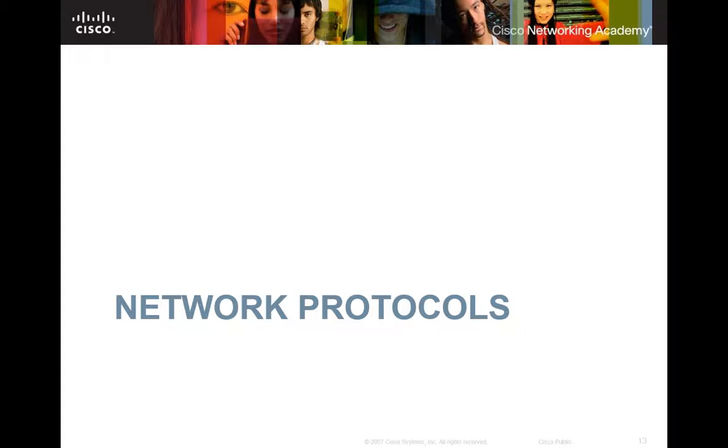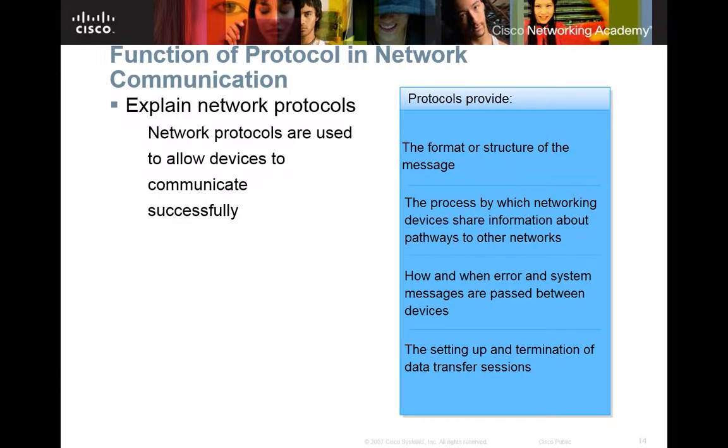Now we're going to talk a little bit about network protocols. What are network protocols? Well, network protocols are used to allow devices to communicate successfully. Basically, they define the way that this group of data will talk. It gives it a format or structure. It tells it the process by which it will share the information with others on the network. It defines how to do the checksum values for error checking and system messages between end devices, and how to set up and terminate the conversation.